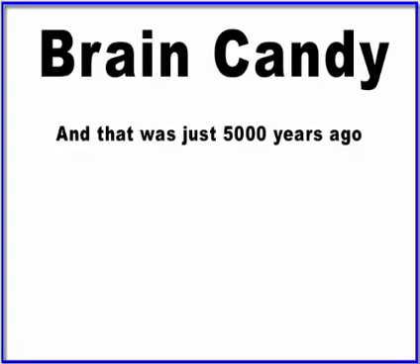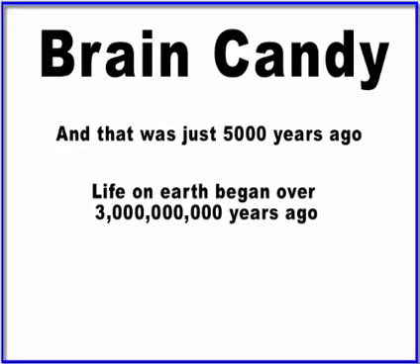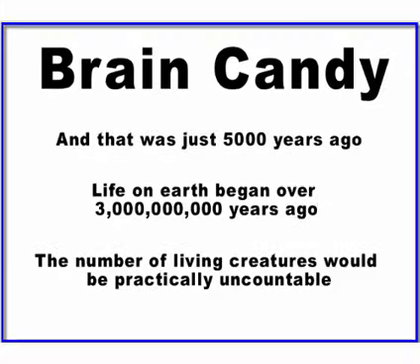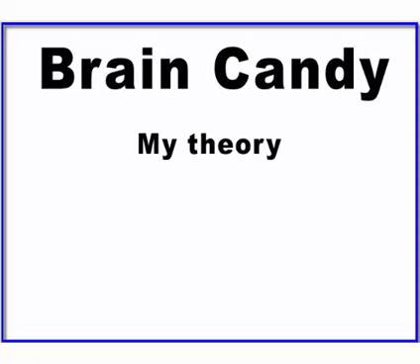How is that possible? And we believe that life on Earth began over 3 billion years ago on the microscopic level, but 3 billion years of life. So the number of living creatures would be practically uncountable, because the farther you go back in time, the bigger the numbers get. So here's my theory.